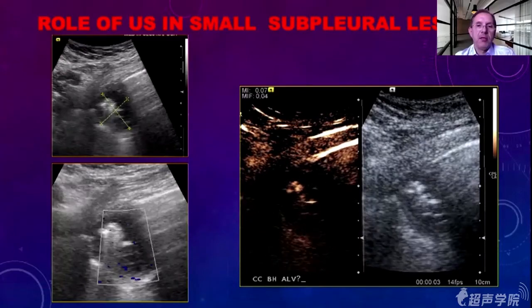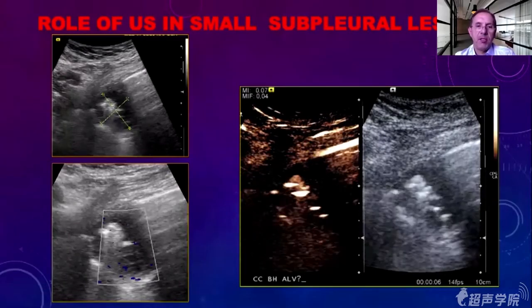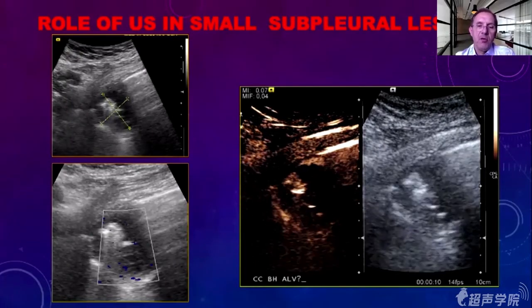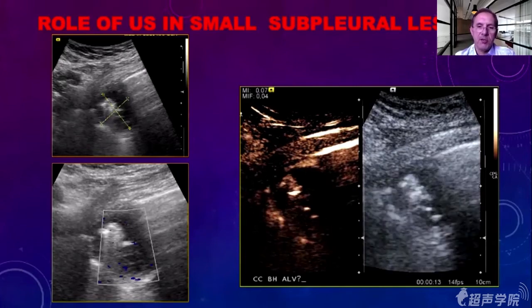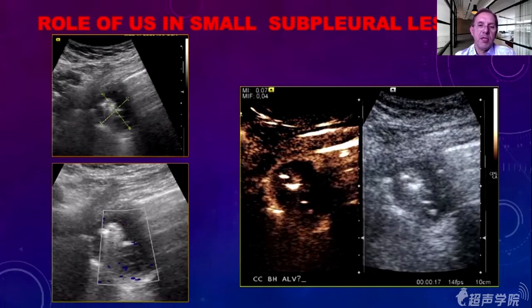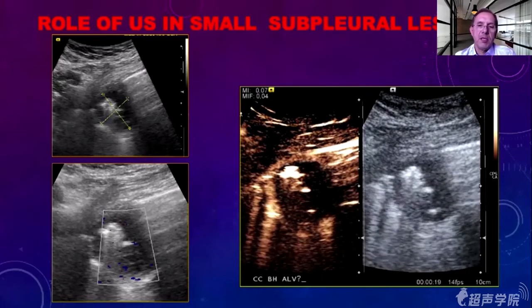Another very small lesion in the peripheral part of the lungs, and if we inject contrast, you will see that the lesion is actually not taking up contrast at all, so it was a tuberculosis.